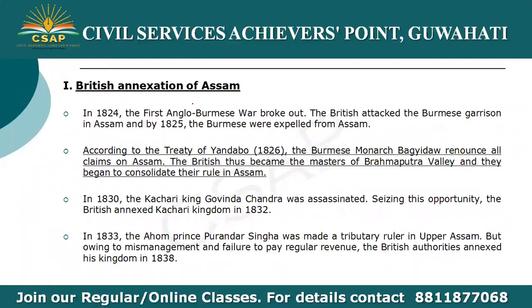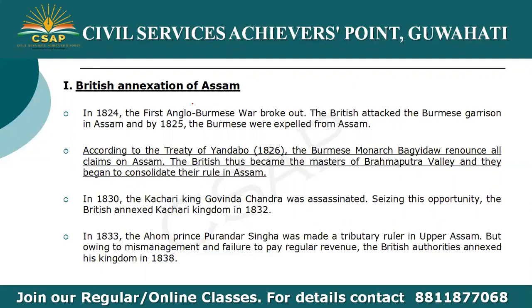Now coming to the British annexation of Assam. So as we know, in 1824, the first Anglo-Burmese war broke out. The British attacked the Burmese garrison in Assam, and by 1825, the Burmese were expelled from Assam. As per the Treaty of Yandabo, the Burmese monarch Bagyidaw renounced all claims on Assam, and after the treaty, the British became the masters of the Brahmaputra Valley, and they began to consolidate their rule in the entire Assam or the northeast of India. And at that time, nearly the entire northeast is Assam itself.